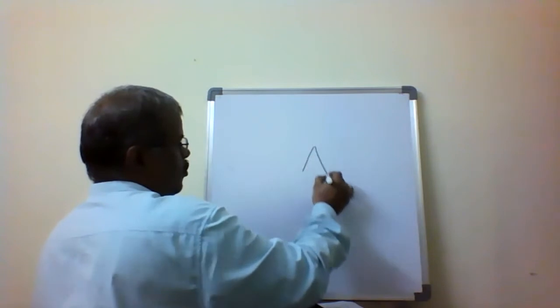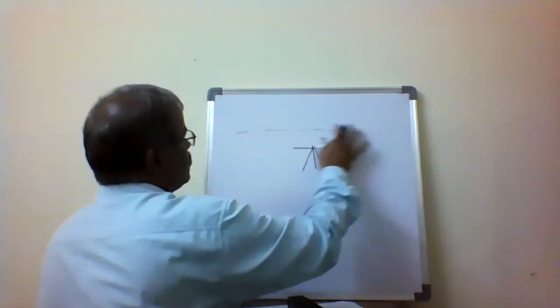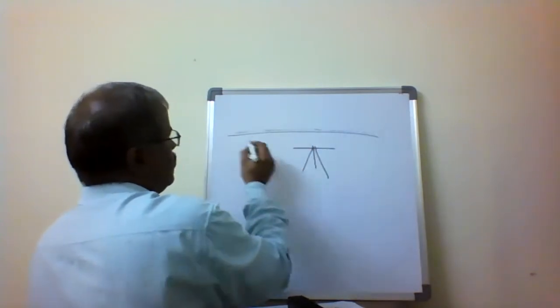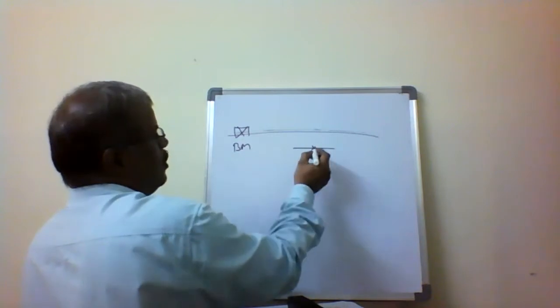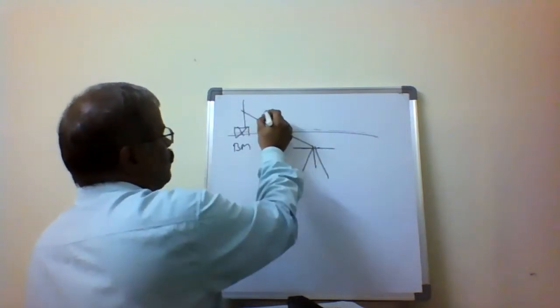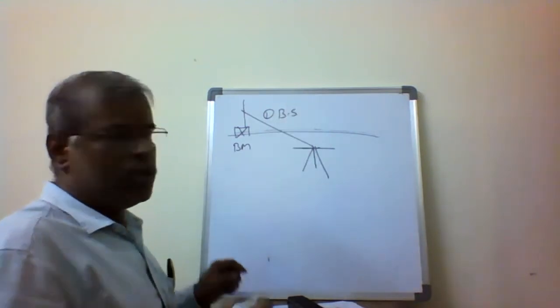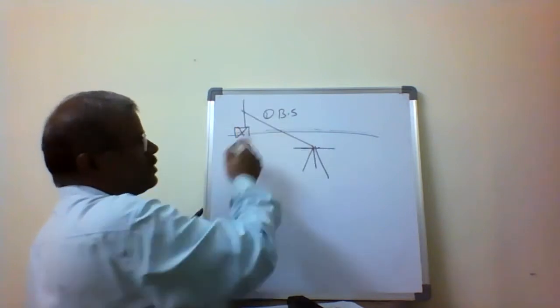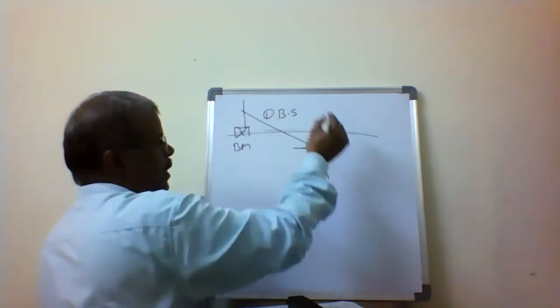So the instrument is over here, and I'm going to be taking the readings on the benchmark from the instrument. So this is the first reading. Always it is going to be called the backside reading. The first reading on the known elevation benchmark is called backside.